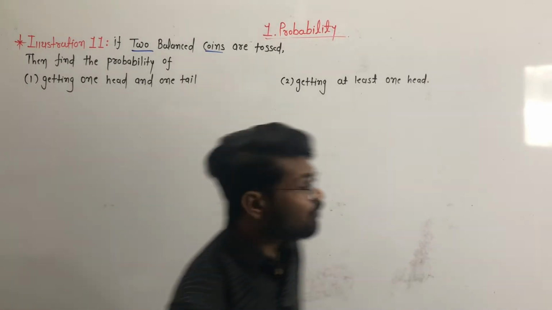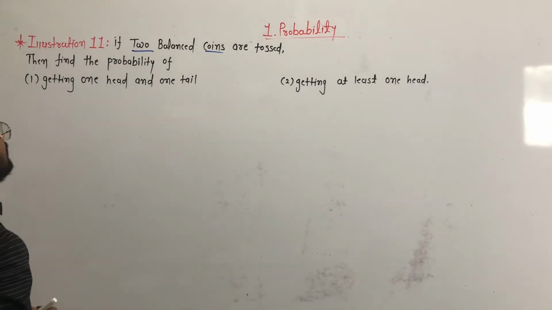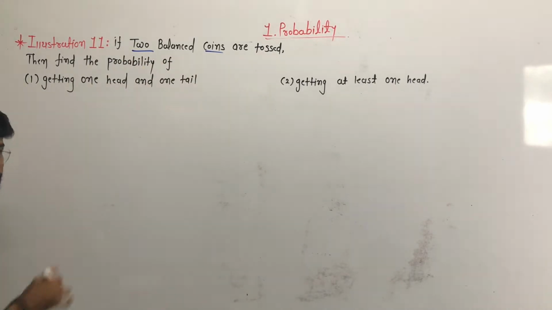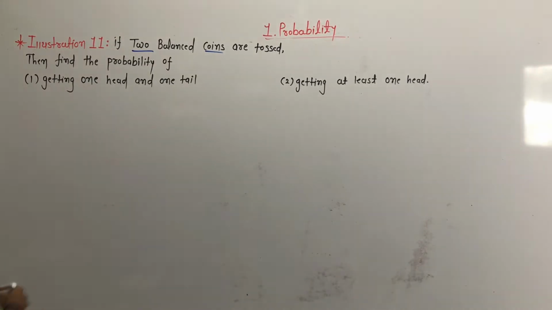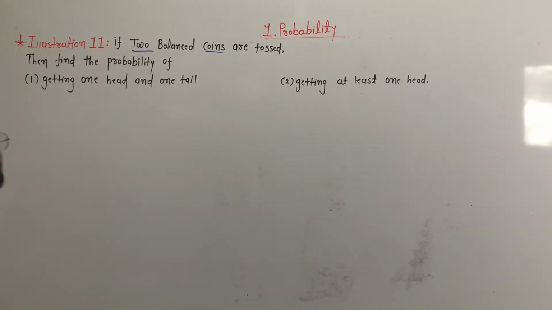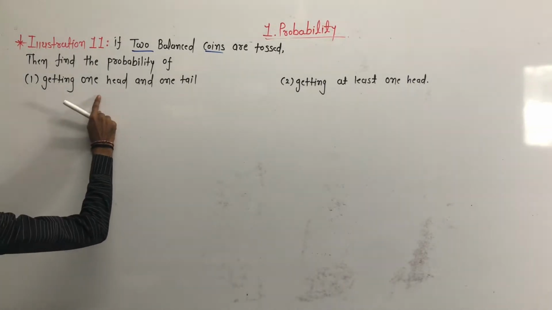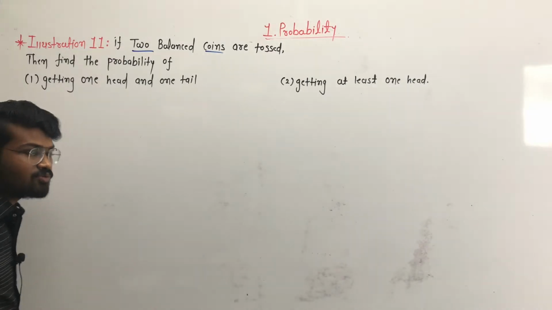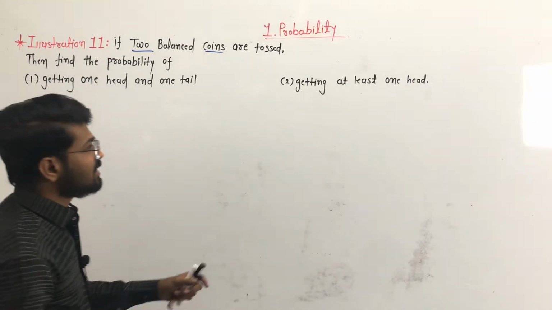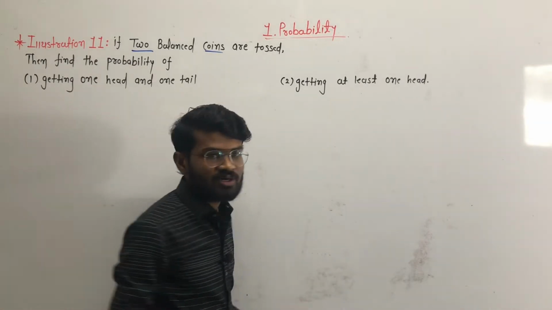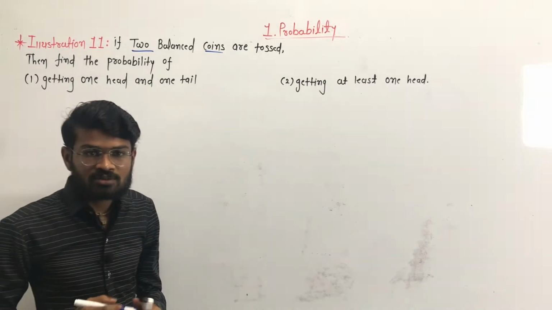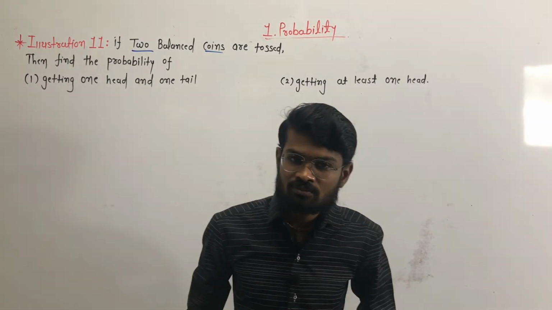Okay, so in this chapter today we are going to solve illustrations number 11 to 14. Now we come to illustration number 11. If two balanced coins are tossed, then find the probability of getting one head and one tail, and second, getting at least one head.